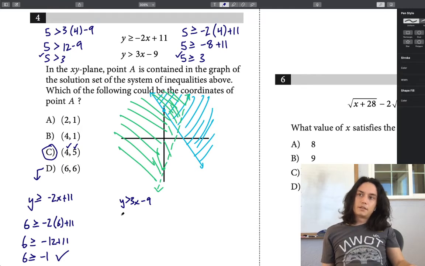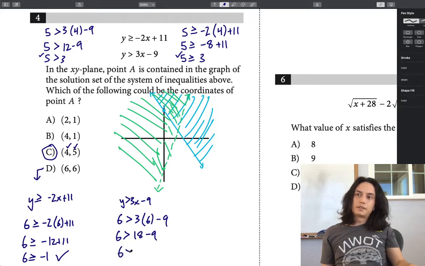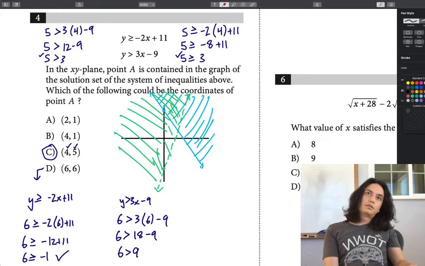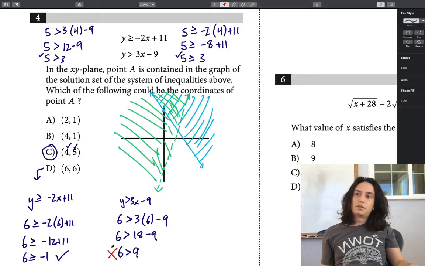All right, so y, this is going to be 6. We want 3 times 6. Oh, this doesn't work. Minus 9. We just plugged in 6 for x and y. Well, is 6 greater than 18 minus 9? No, because 6 is not greater than 9. Let's get the red out. No. Okay, so this is wrong.